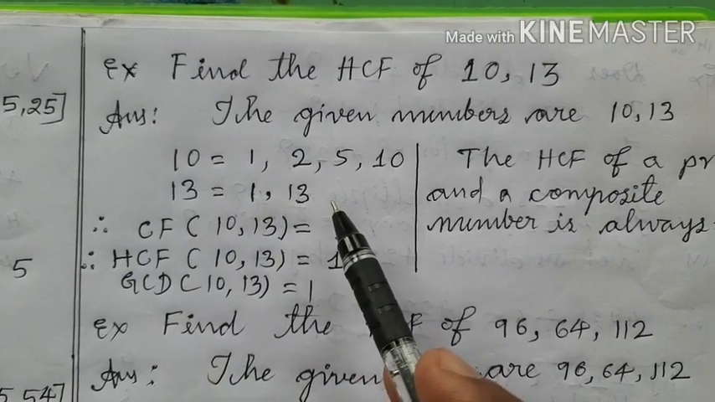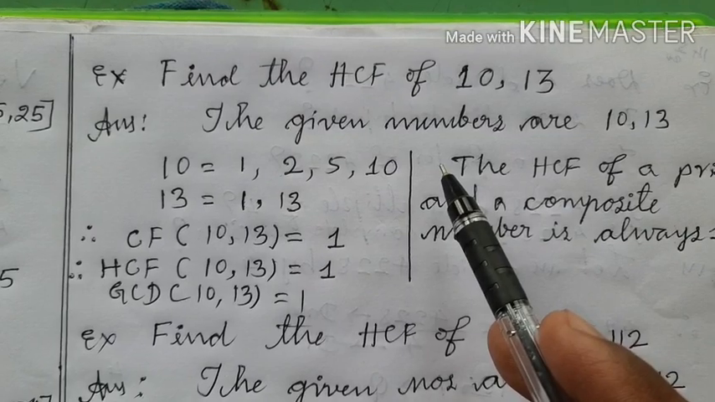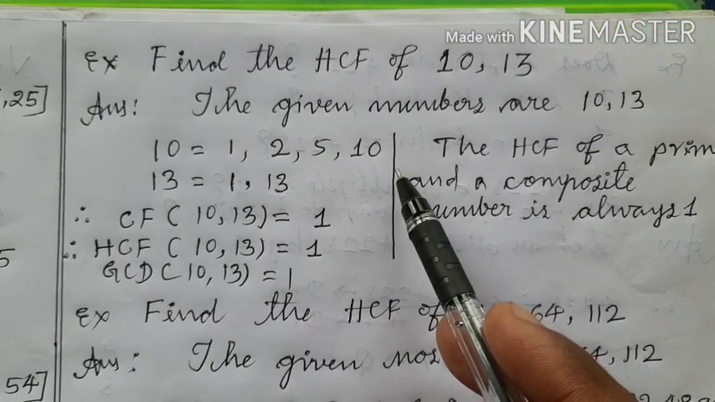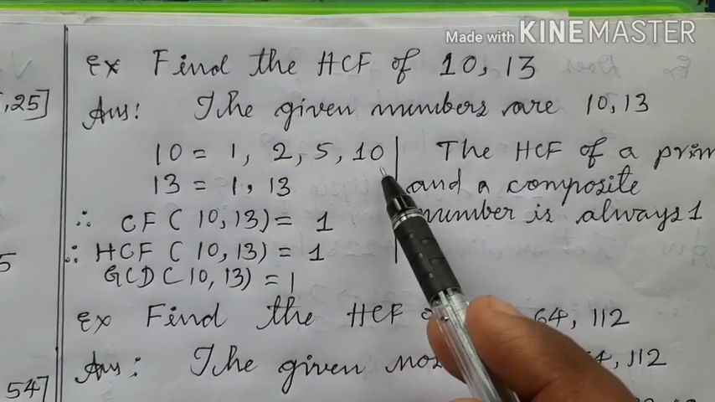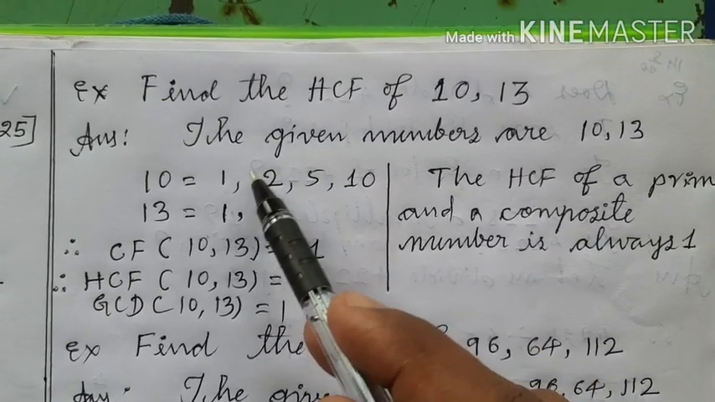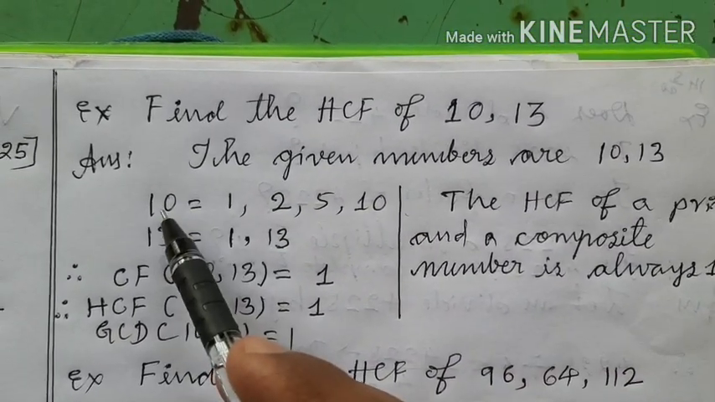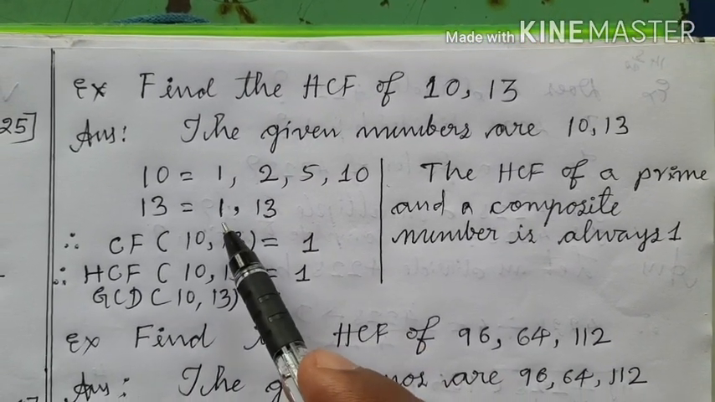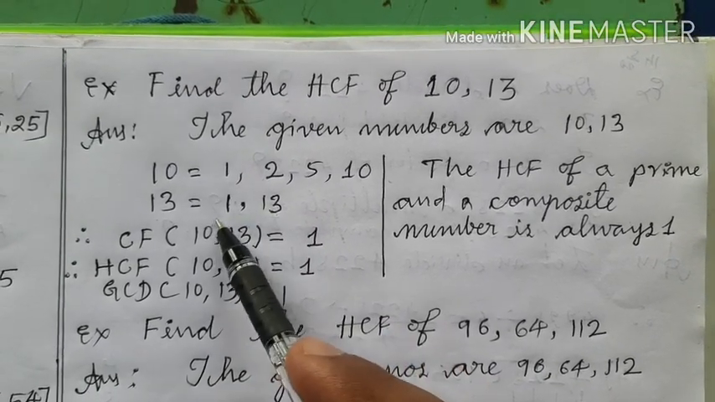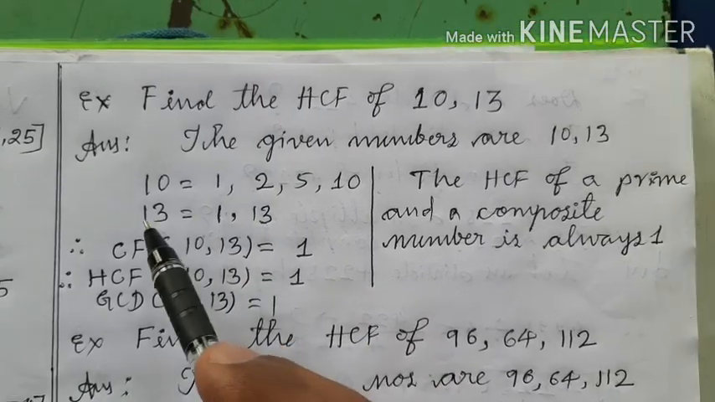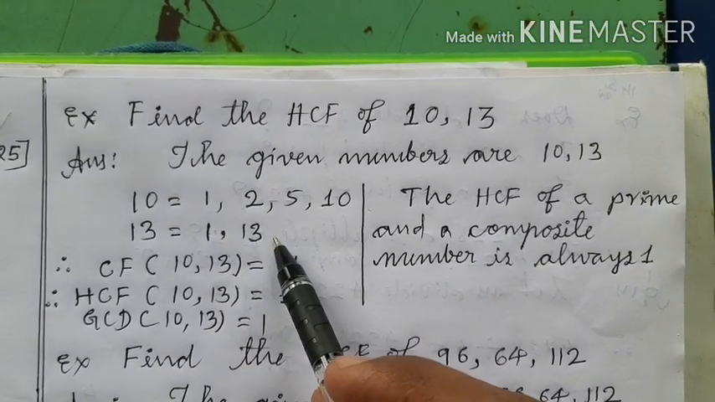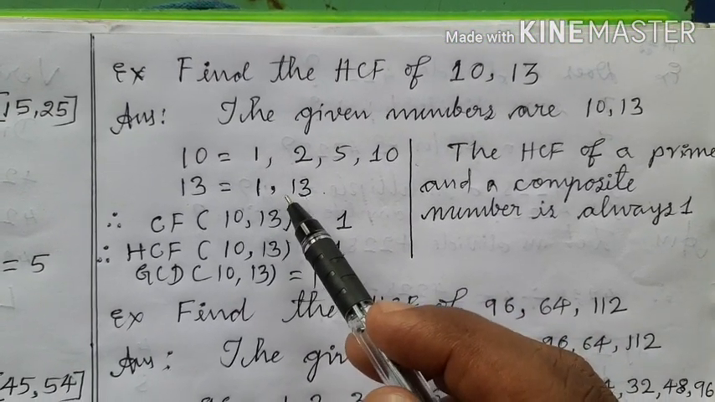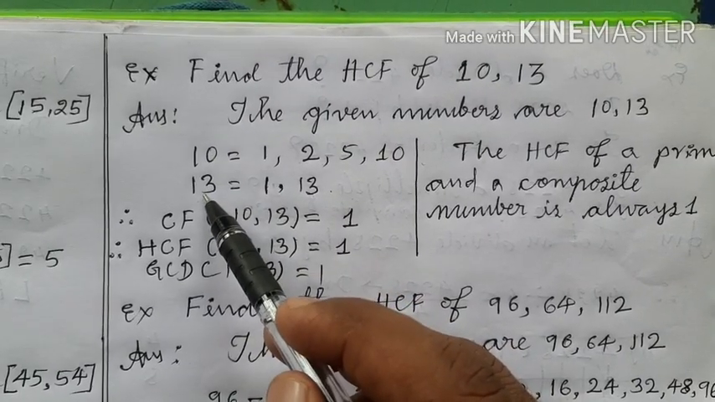Because 13 is a prime number, 10 is a composite number. Why? 10 is a composite number because 10 has more than 2 factors, among which one factor is 1, another factor is itself, and there are other factors than 1 and itself. That is why 10 is a composite number. And 13 has exactly 2 factors. It is divided by 1 and it is divided by itself. Other than 1 and itself, it doesn't have any factor. That is why 13 is a prime number. Now, we are in a position to find the HCF or GCD of a composite number and a prime number.